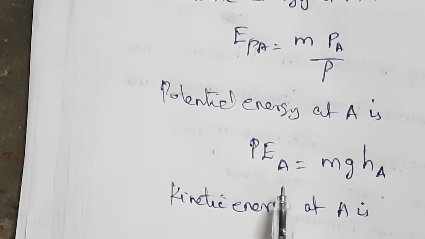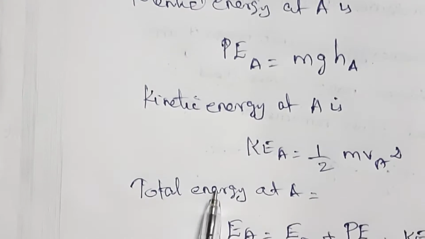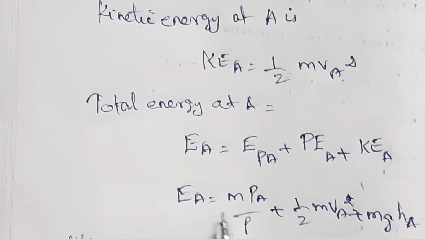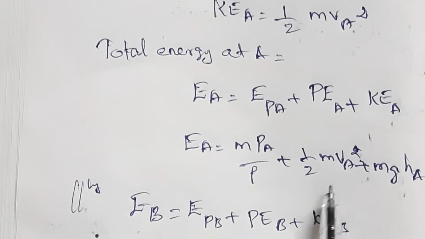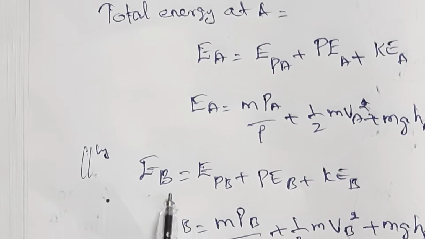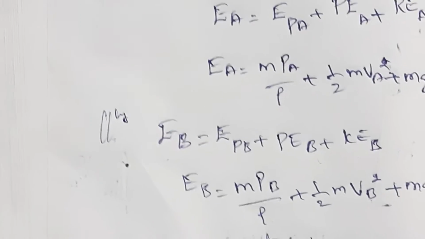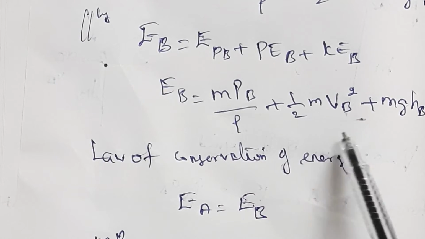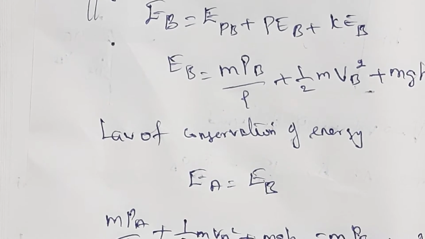Potential energy at A, PEA, is equal to MGHA. Kinetic energy at A, KEA, is equal to half M VA square. So total energy at A, EA, is equal to EPA plus PEA plus KEA. So we are substituting M PA by rho plus half M VA square plus MGHA. Similarly, we can write for EB, total energy at B, EPB plus PEB plus KEB. If you substitute all those values, we can write M PB by rho plus half M VB square plus MGHB. So according to the law of conservation of energy, we can write EA is equal to EB.